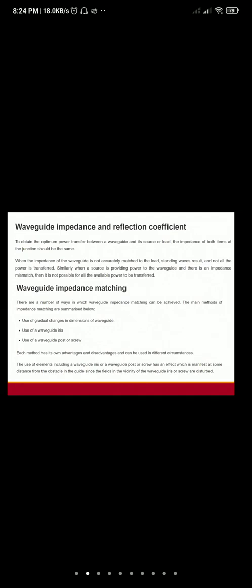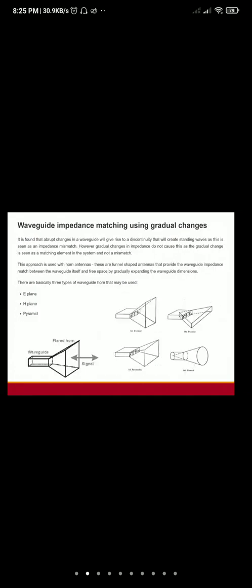Or we can use a waveguide iris. So pag sinabi nating waveguide iris, basically isa po siyang obstruction doon sa ating waveguide na nilalagay para po yung waveguide natin ay maging inductive or capacitive. Or kaya maglalagay tayo ng waveguide post or screw. So this is how we do yung ating impedance matching using yung pag-gradual change.